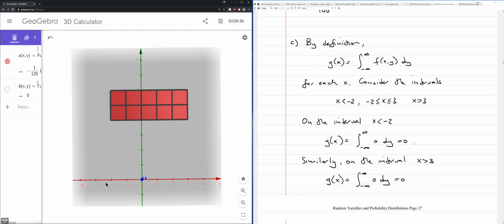So what I'm saying is when x is less than minus 2, this g of x, because you'd just be integrating 0. When x is less than minus 2, you're just integrating 0, so you will just get 0.